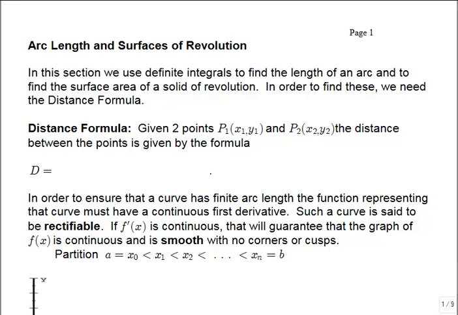Welcome to the video lecture on arc length and surfaces of revolution. In this section, we use definite integrals to find the length of an arc and to find the surface area of a solid of revolution. In order to find these, we're going to need the distance formula.